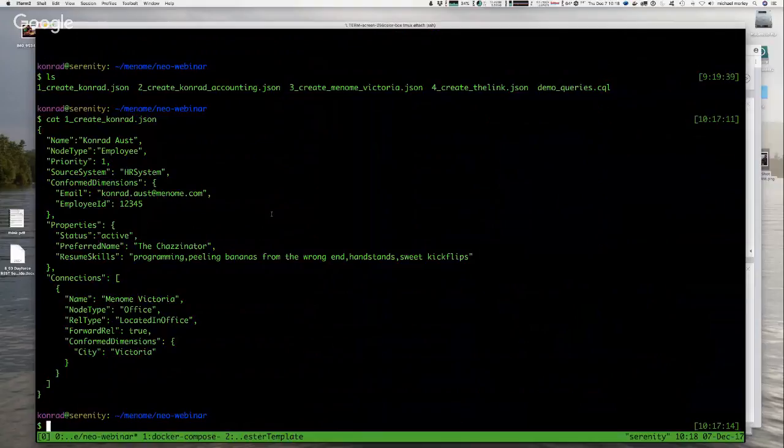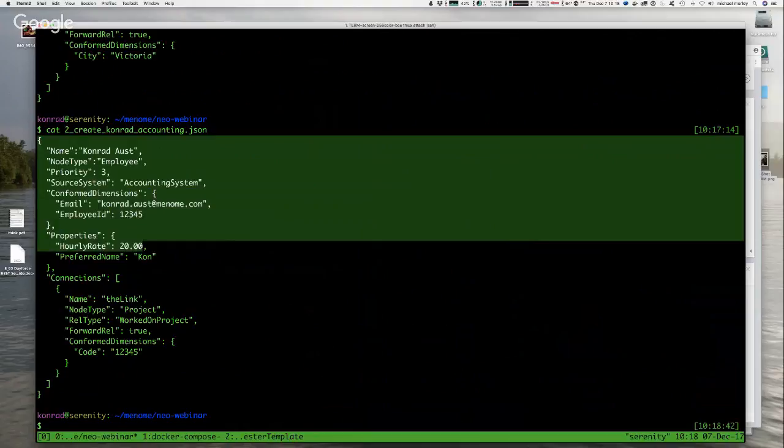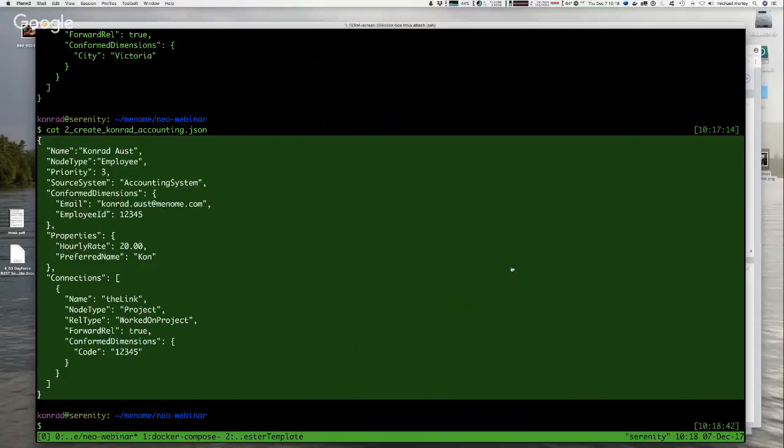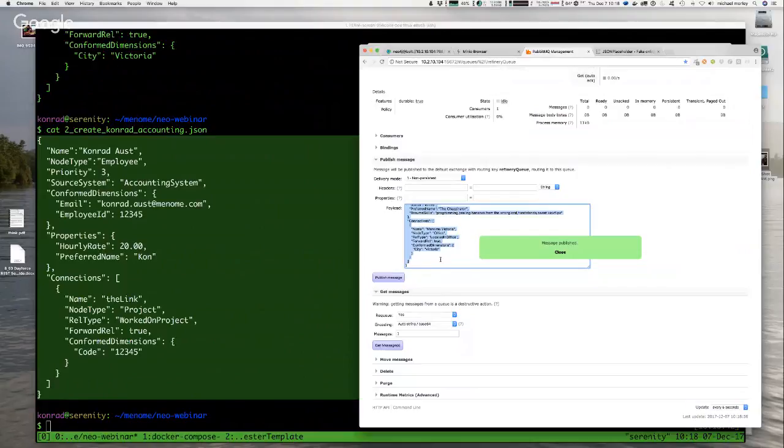we have more information. So our HR system has a view of me. Our accounting system also has a view of me. And in our accounting system, I'm known as Con. So this would be a message generated from a different data system. And we can actually publish it in.